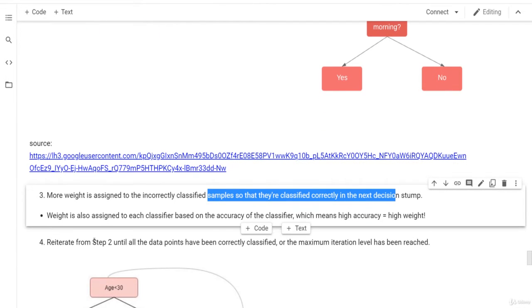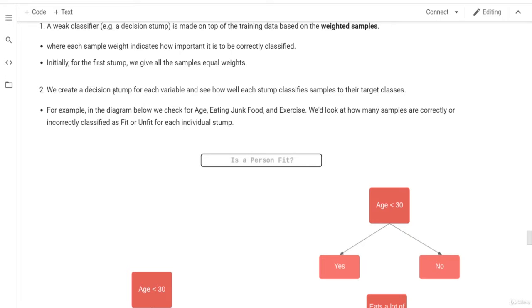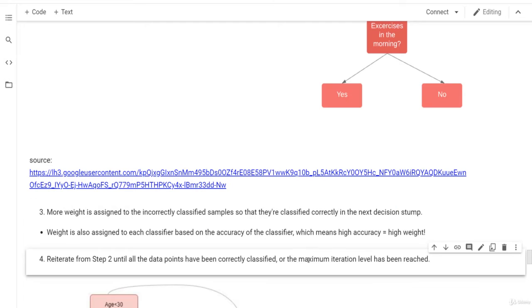Okay, now we reiterate from step 2, right? Step 2 is basically creating a decision stump for each variable, right? So we iterate again from step 2 until all the data points have been correctly classified or the maximum number of iterations have been reached, right? So we have a maximum number of iterations, let's say 100. So if we reach 100, this is the best accuracy we can get. Otherwise, if we don't have a maximum number of iterations, then we will continue iterating until all the data points are correctly classified, right?